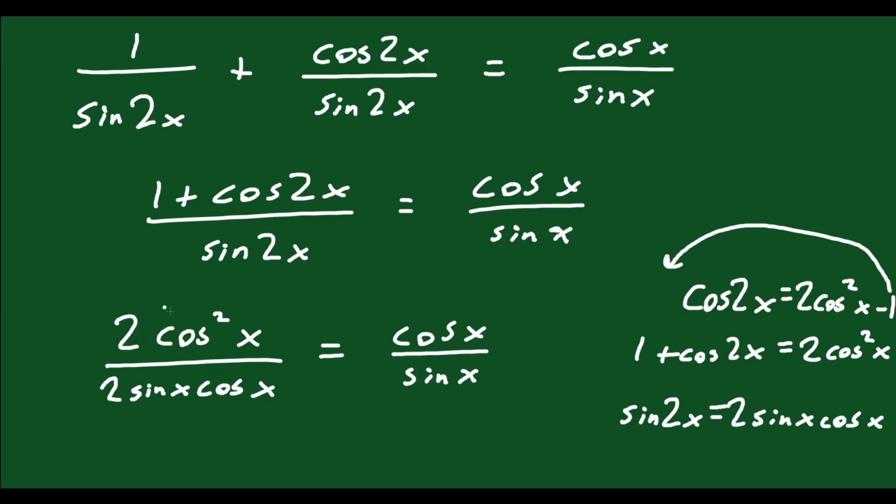Now what's going to happen? The 2's cancel. One of the cosines on top cancels with the cos on the bottom. And you're left with cos over sine equals cos over sine. Your left side is equal to your right side. And that's it. Okay, so usually I work on just one side at a time, but for this, it was just a quick one. Wasn't too bad, right? All right, good. Now let's move on to another one.